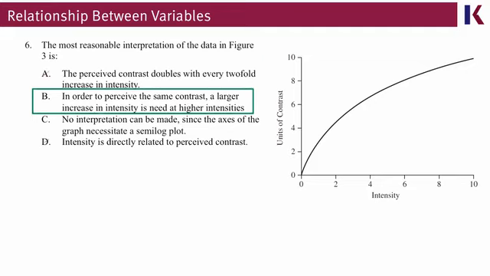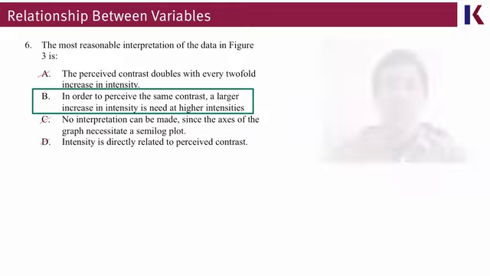Answer choices A and D essentially make the same mistake, characterizing this as a linear relationship, but we saw that wasn't the case in the graph. Finally, answer choice C seems very technical and scientific, but is actually kind of a silly answer. We actually made an interpretation while coming up with an answer for this question, so we know it is possible to interpret this graph regardless of its axes.